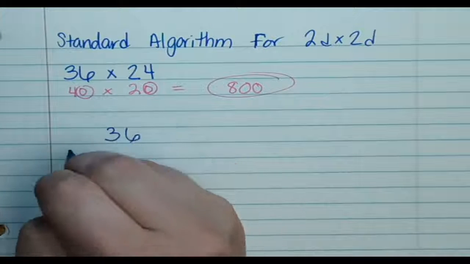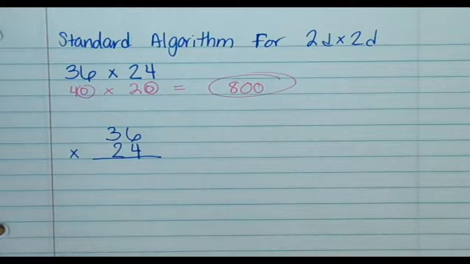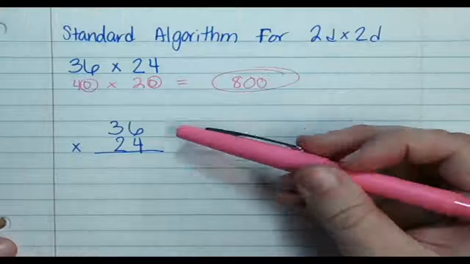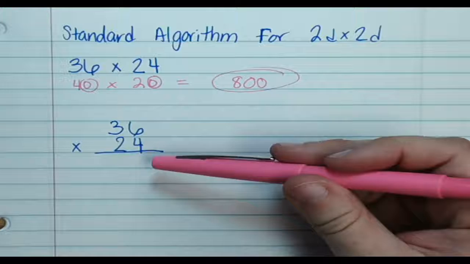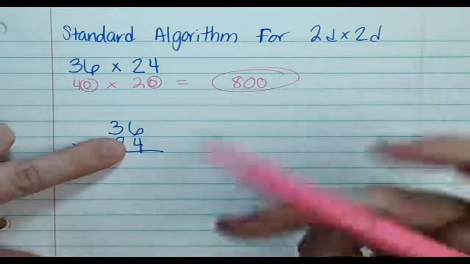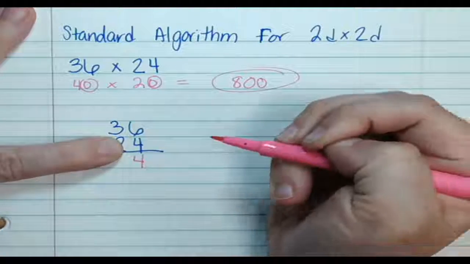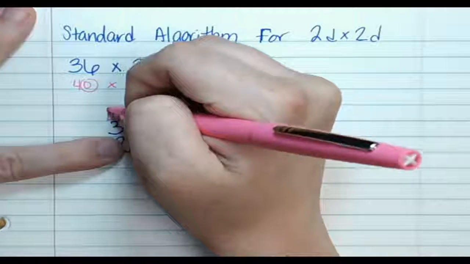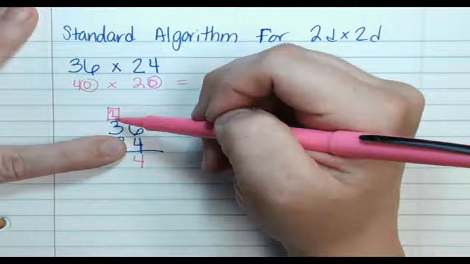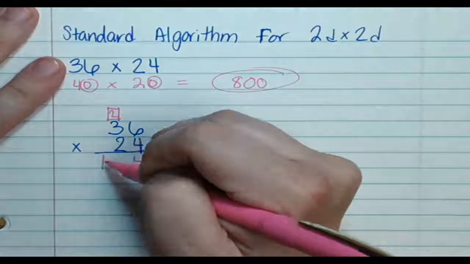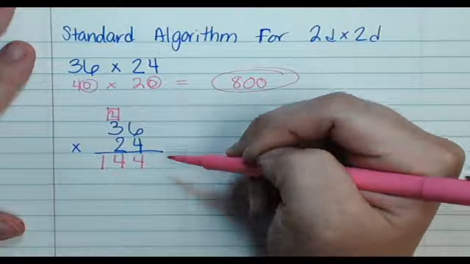Now I'm going to solve using the standard algorithm. 36 times 24. I'm going to start with the ones place on the bottom number and multiply it times the 2 top digits. So I have 4 times 6, which is 24. I'm going to put down my 4, carry my 2, box it. 4 times 3 is 12, plus 2 is 14. So my first row is 144.